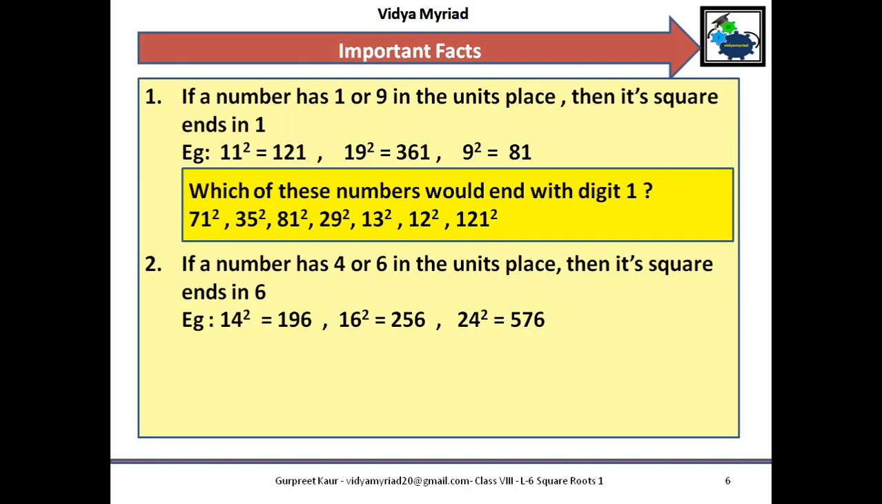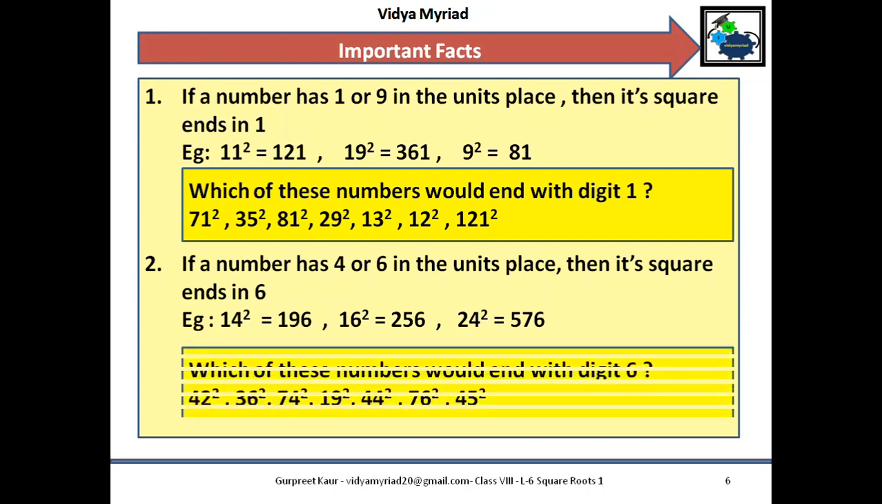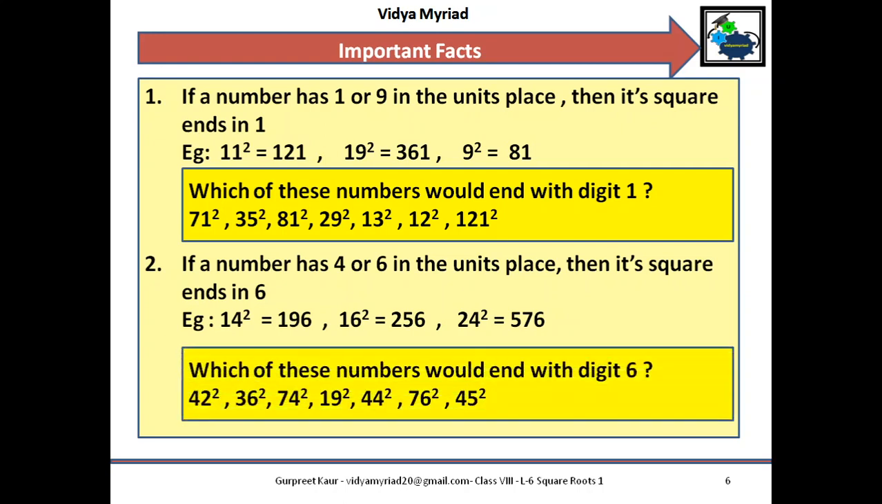If a number is given to you, you can get a fair idea whether its units place is 1 or 9 or 4 or 6, if you know this rule. Again, I have made this yellow box for your practice. Find out the numbers whose squares would end with 6. You will just look at the ones place or the units place and decide whether the square's units place will come in 6 or not.